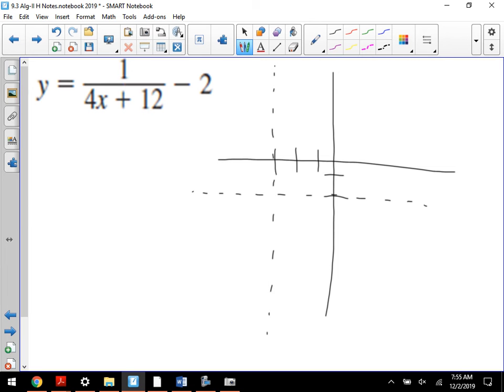Okay. So from there, you start picking your table. We have negative 4, negative 5, negative 2, and negative 1. And that'll help us get our boundaries of where things are going. Let's see, negative 4 times the 4 is negative 16. Negative 16 and 12 is negative 4. So it's negative 1/4 minus 2, so that's negative 2 1/4.